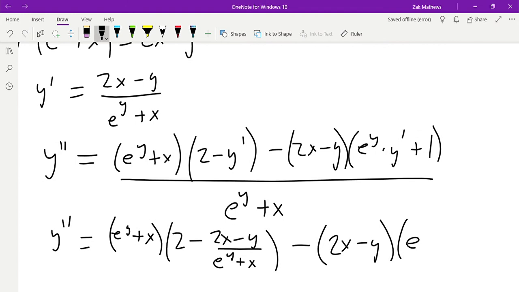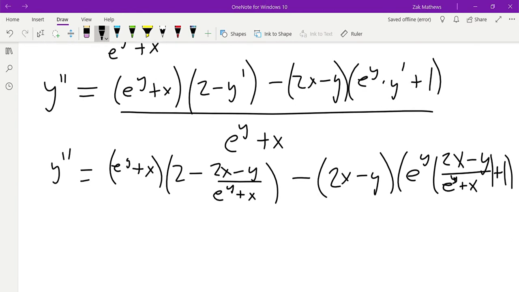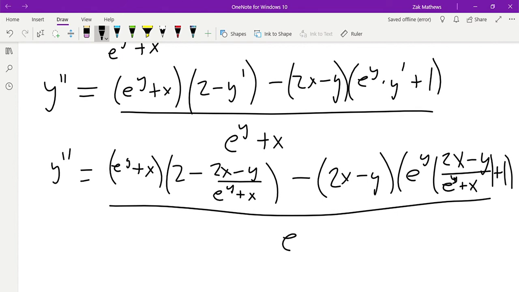e to the y times the 2x minus y over e to the y plus x. And I still have that plus 1 beside it. Actually, that looks like a y. And there's our plus 1. Close my parenthesis, plus 1. Close that parenthesis. And then this whole thing is still over the e to the y plus x.